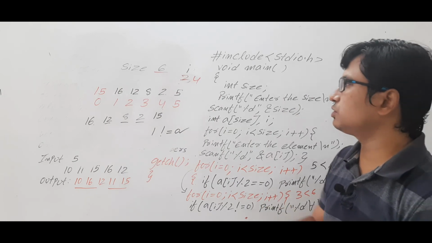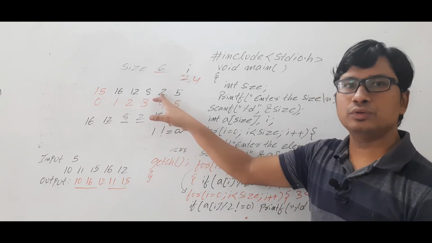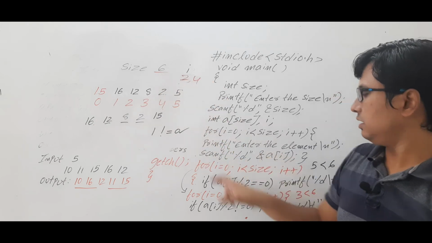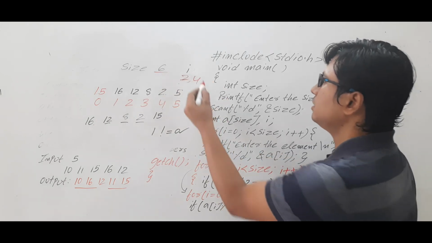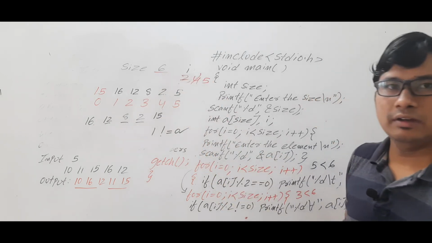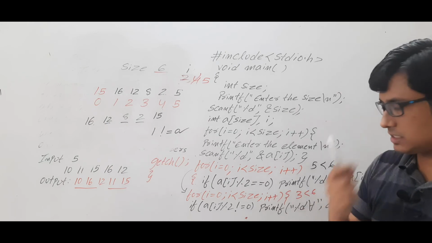4 is less than 6. The condition is true. A of 4 is 2. 2 is not an odd number. So you will not print this one. I value becomes 5. 5 is less than 6 because size is 6.